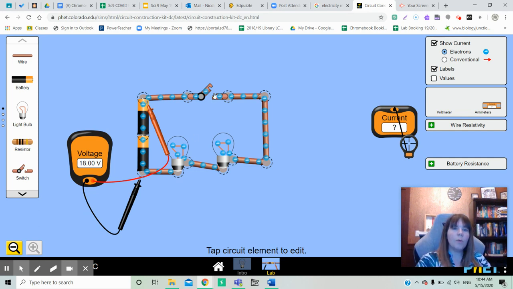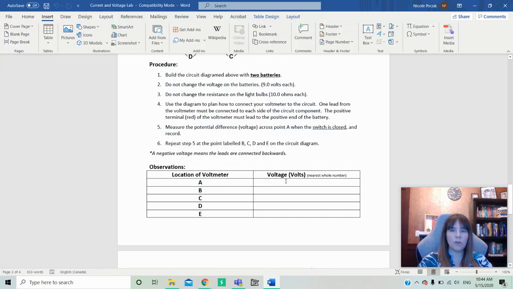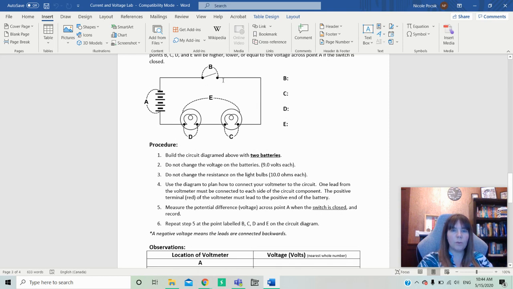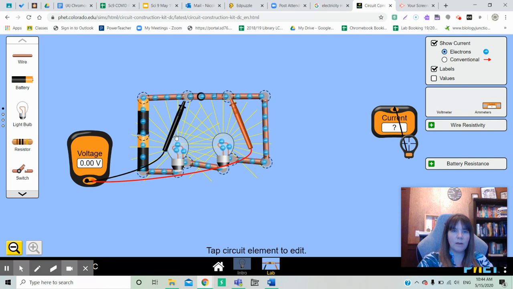So I'm going to turn this on and you can see that I have a voltage of 18 volts at point A. So in your location, you're going to put 18 volts because we're using the nearest whole number. I'm now going to go to point B, which is across the switch. So across the switch is right here. So I'm going to hook this up to this side and this to this side. And I have 0 volts passing through my switch.